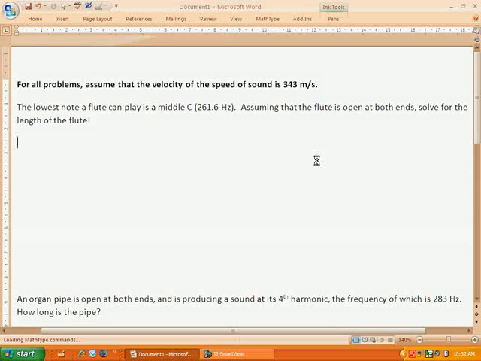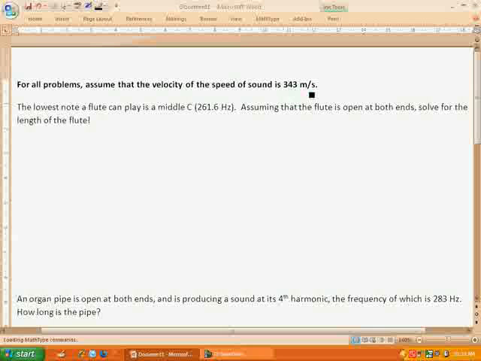Alright, in this video I'm going to be working a couple of problems that are dealing with pipes, both open-ended pipes and closed-ended pipes, and we're going to be looking at how the frequency and wavelength are related to the length of the pipe. And for each of the examples we're going to assume that the speed of sound is 343 meters per second, that the temperature is appropriate for the speed of sound to be that in the air.